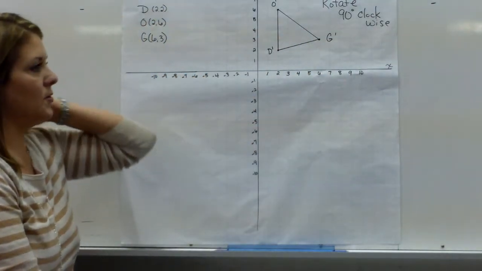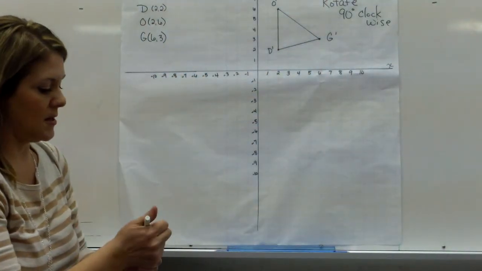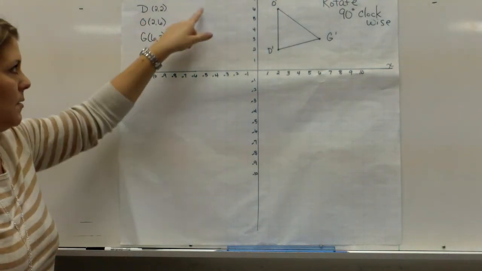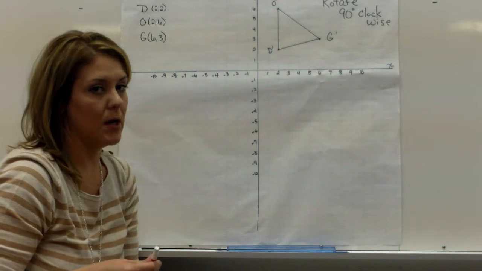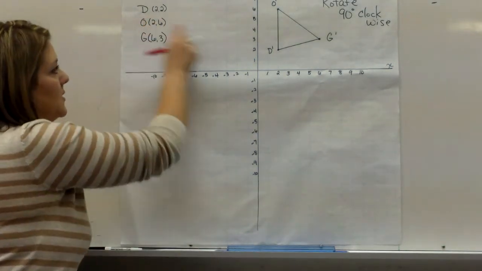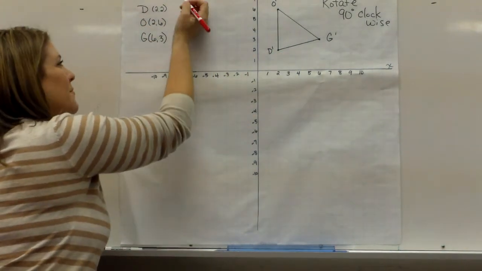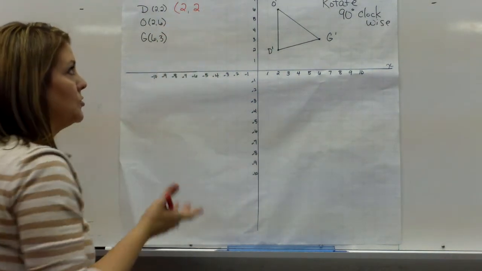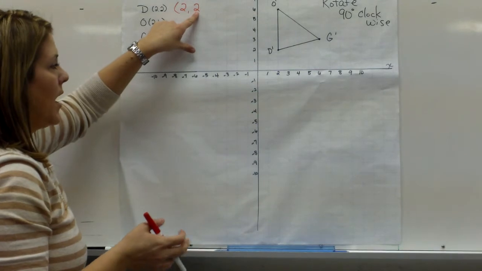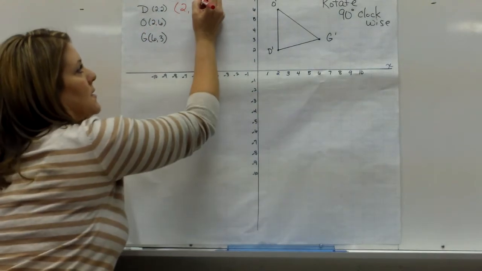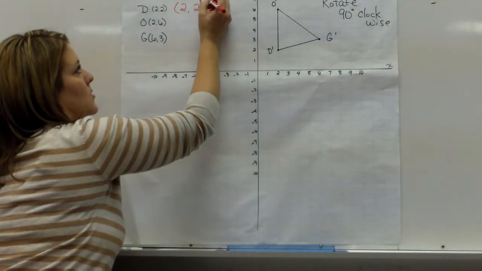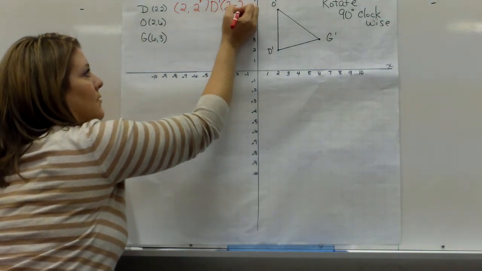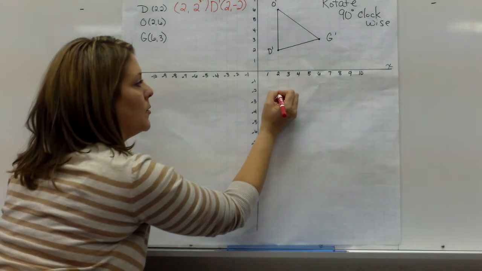To change a figure to a rotation of 90 degrees clockwise, remember we are going to reverse the X and the Y and multiply the new second coordinate by a -1. So D is currently at 2, 2. When you reverse X and Y, it's still going to be 2, 2. However, the new second coordinate needs to get multiplied by a -1. So the new D coordinate is going to be at 2, -2, which is right here.